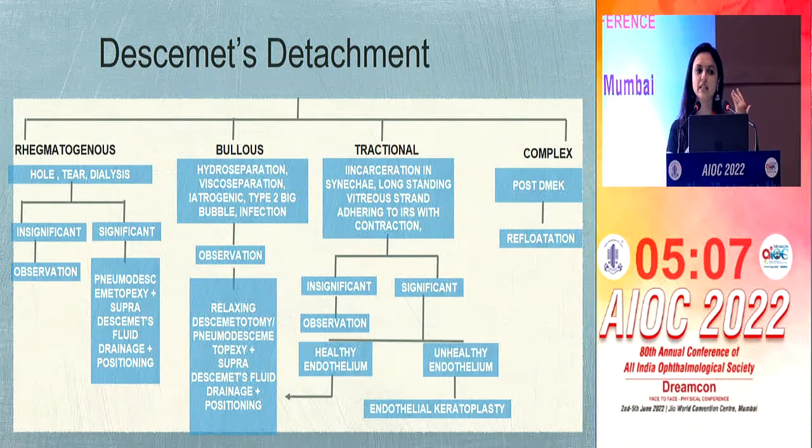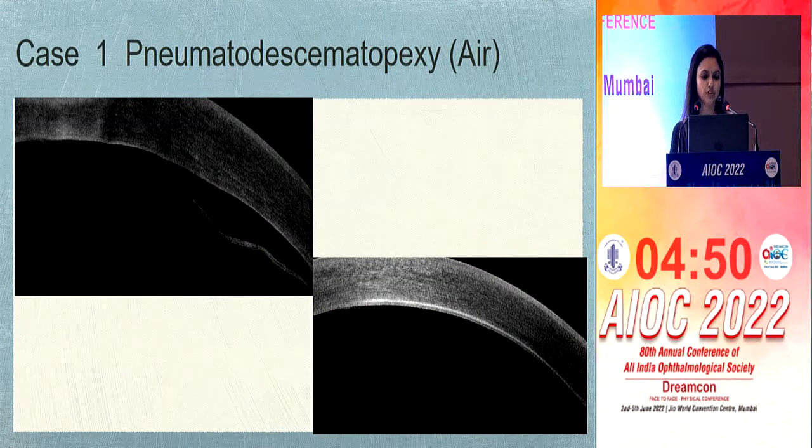And if you think that this is an endothelium which is not going to recover, then you have to do an endothelial keratoplasty. And if you have a complex detachment, for example, if you see your lenticule is not attached, I'll show you an OCT picture where the lenticule is not attached, you have to do a reflotation air injection, and that will attach your DM eventually.